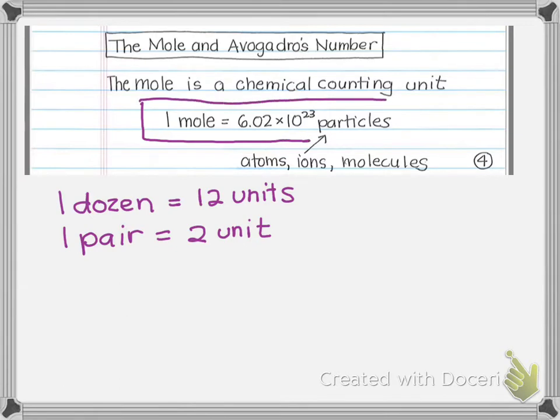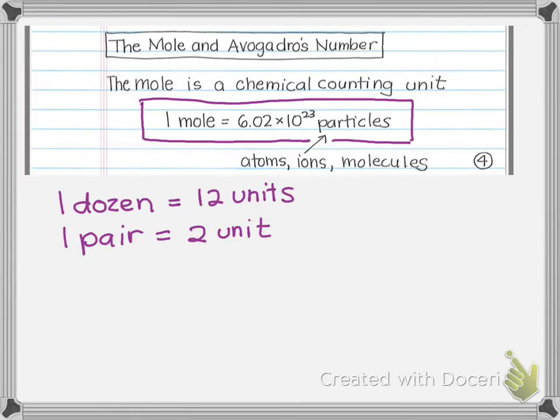Now, because atoms and molecules and ions, all of those things are so small, our unit isn't something as common as 12 or 2. The number associated with it is 6.02 times 10 to the 23rd, and that is rounded to 3 significant figures. The mole is defined based on the number of carbon atoms, and it's how many carbon atoms are exactly in 12 grams of the carbon-12 isotope. So that's how they came up with this number.